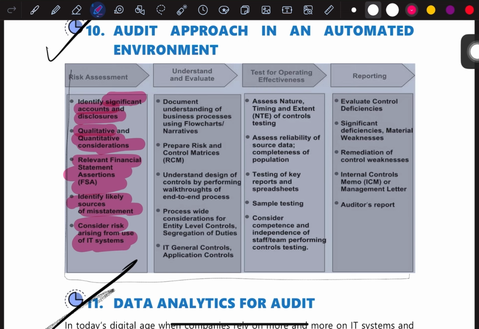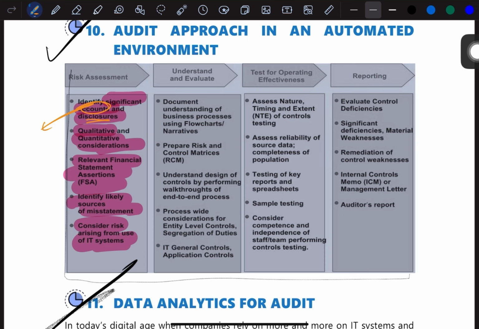Accounts and disclosures. Then qualitative and quantitative considerations as well. Then relevant statement assertions, identify the likely source of misstatement, and consider risk arising from use of IT systems. So basically, first thing that you'll do is that you identify the significant accounts and disclosures. What all are the significant accounts? Next, what all are the significant disclosures? Identify them. Next, you take both qualitative and quantitative considerations.